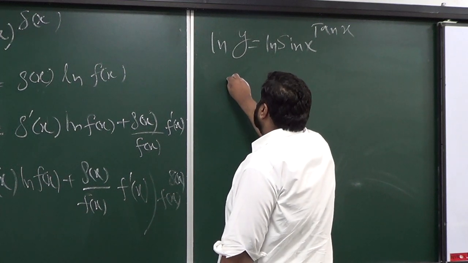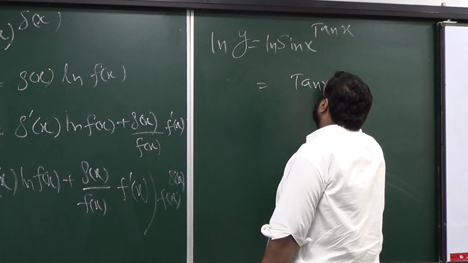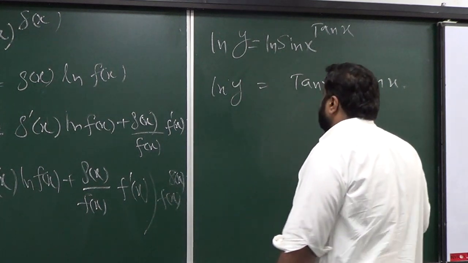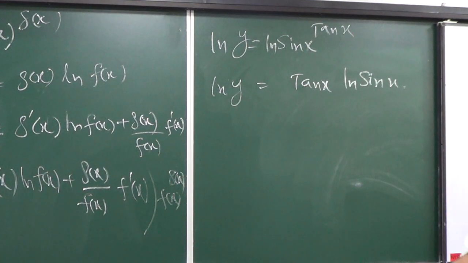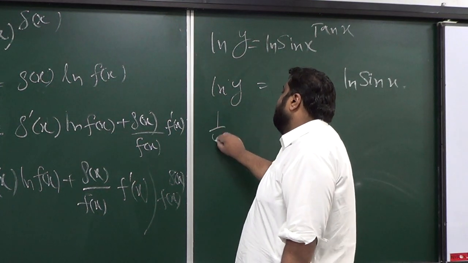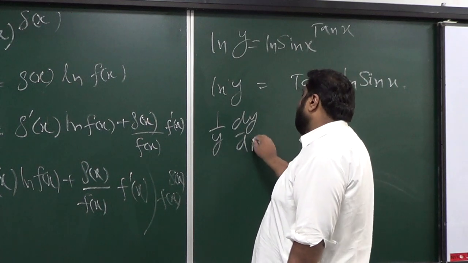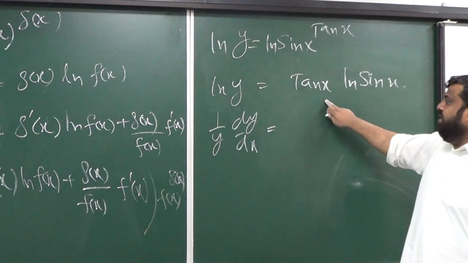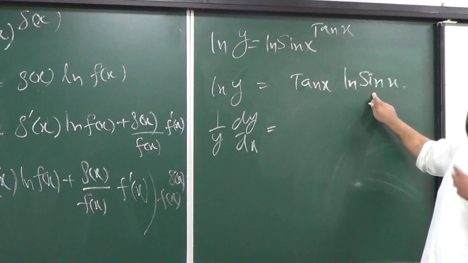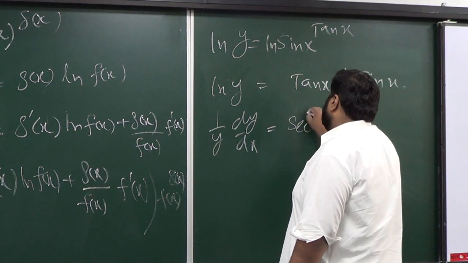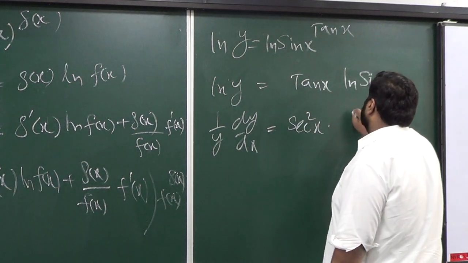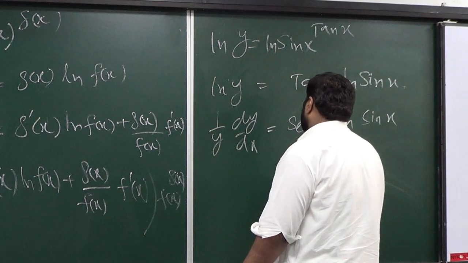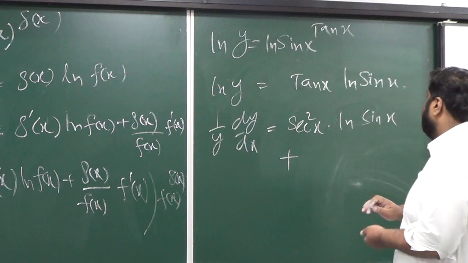Once you take the log on both sides, this becomes tangent x log sine x, and this is log y. If you now differentiate both sides with respect to x, this will become 1 over y dy/dx, by chain rule or implicit differentiation. You want to differentiate the product of two functions, so you need to apply the product rule. So secant squared x times log sine x. I would ask Suleiman to keep an eye on my calculations.